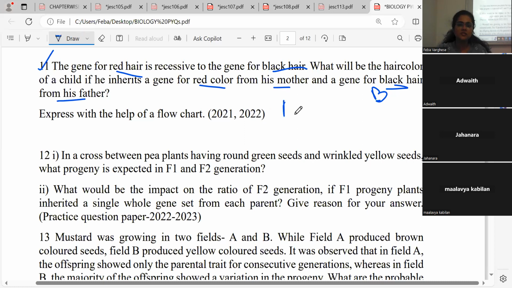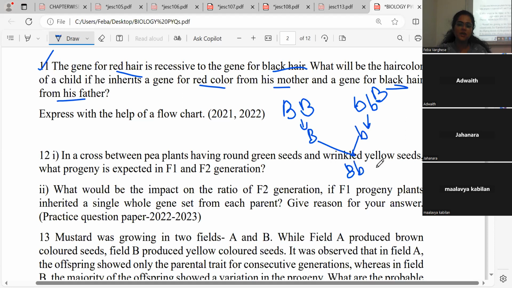Suppose the father over here has black colored hair, right? So he can be either capital B, capital B, or capital B, small b. Any one condition you can take. And the mother has red colored hair, small b, small b. Then, for the formation of gametes, small b gametes from the mother and capital B gametes from the father, and then they are combining over here.